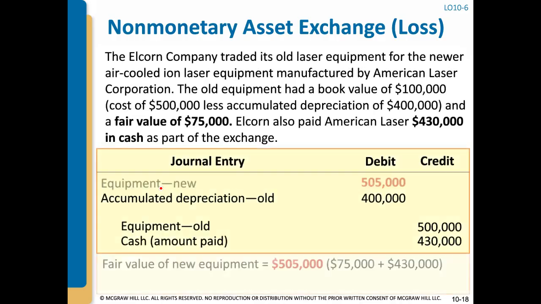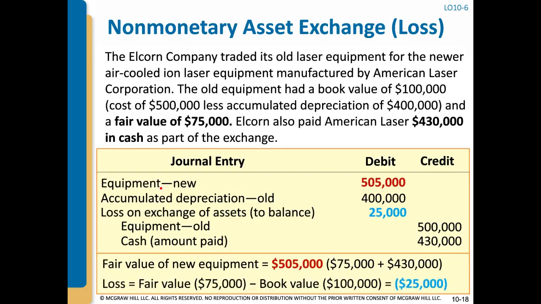And then step 5 is calculate a gain or loss based on the difference between the fair value and book value of the asset given up. And the asset given up in this example, the fair value is 75 minus the book value is still 100. And so we have a loss of 25. So we're going to debit loss on exchange of assets of $25,000. And this is what that entry looks like. I think it's easier to do this when you go step by step, because it makes more sense that way.